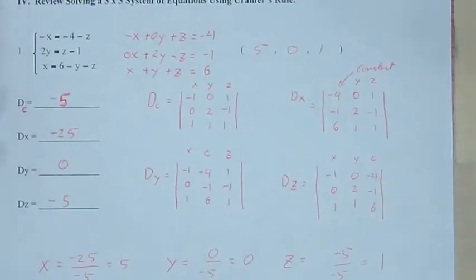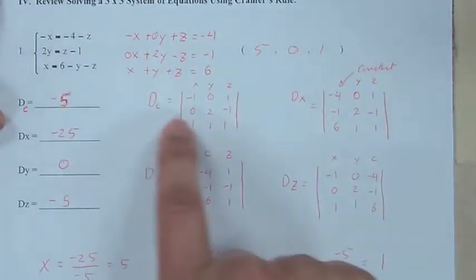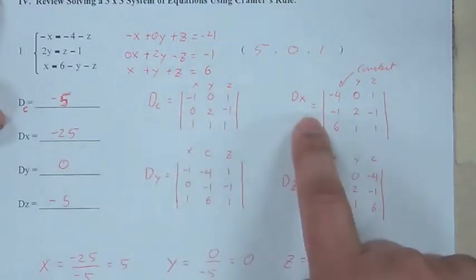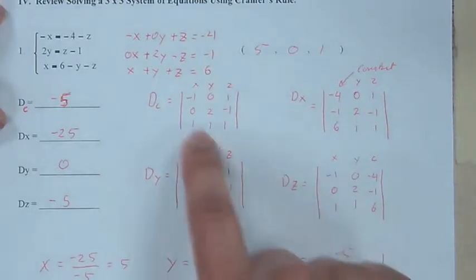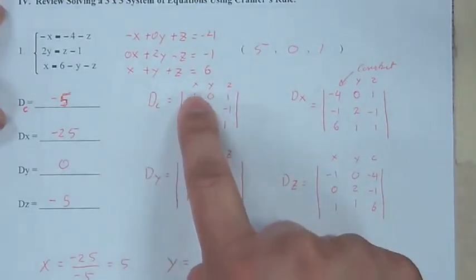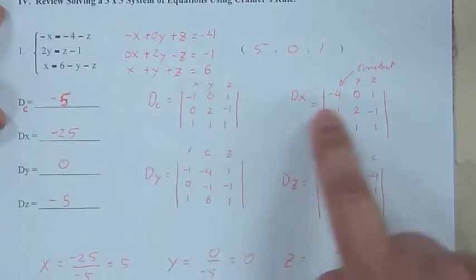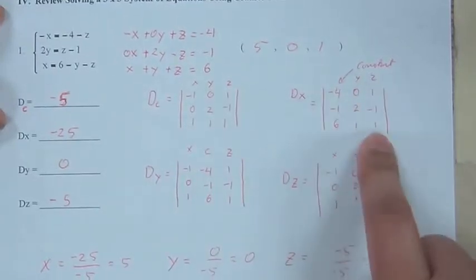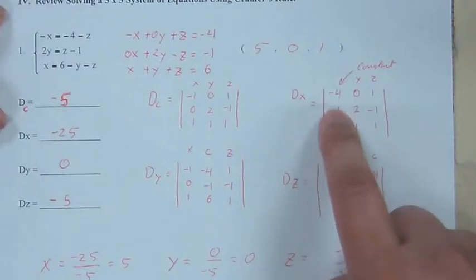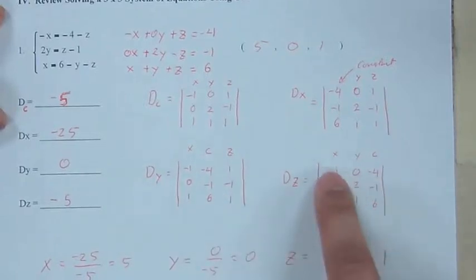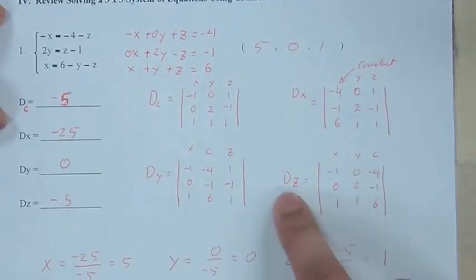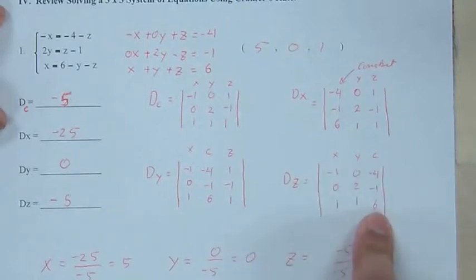Right here, we've got the determinants, using Cramer's rule to find this. So again, determinant C, determinant X, determinant Y, determinant Z. Determinant C has the X, Y, and Z columns, but no constants. Determinant X keeps the Y, keeps the Z, but replaces the X column with the constants. Determinant Y keeps the X, keeps the Z, and replaces the Y column with the constants. And determinant Z keeps the X, keeps the Y, but replaces the Z column with the constants.